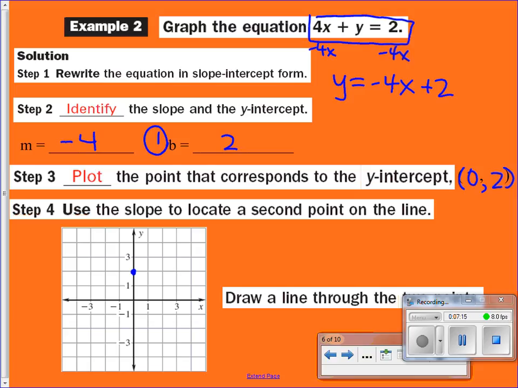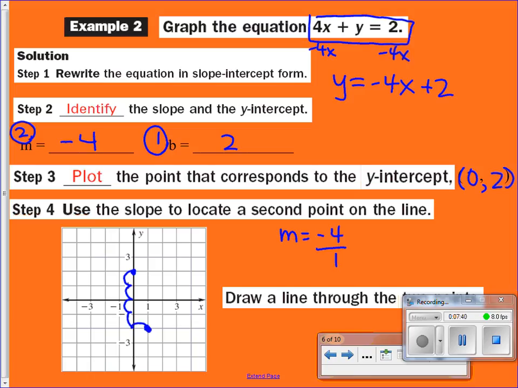Now the next thing I do, I have 1 point. To get my next point, I count the slope. But my slope is a whole number. I need a rise and a run value. So to do that, I'm going to take my -4 and put it over 1. That means my rise is -4. So I'm going to go down 4, but my run is 1. And here's my next point.